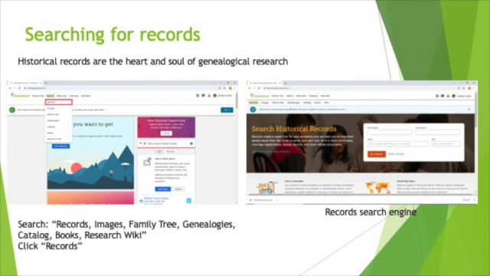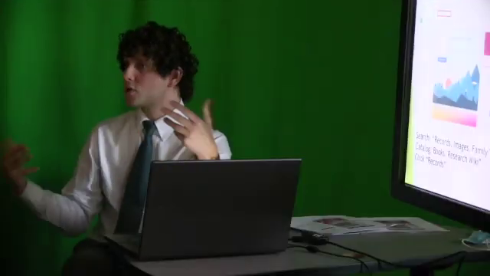So I'm going to select records. On the right-hand side here, you see this is the record search engine home screen. And it's a very basic search to begin with. You see just first and last name, a place, and a year. Now, oftentimes, I'll say 9 times out of 10, it's best to start with the general and work your way to the specific, especially if you're just starting out.